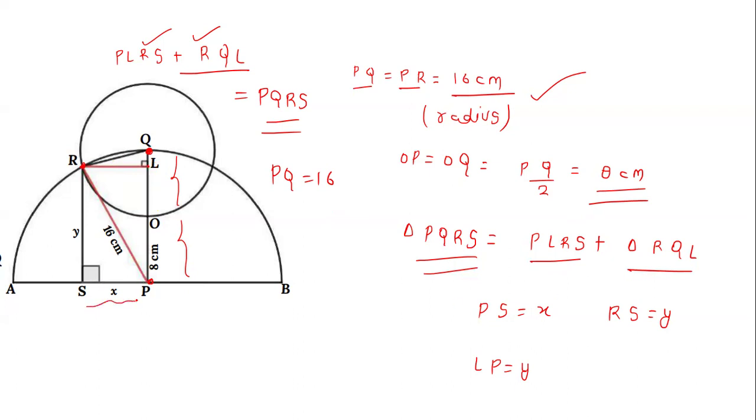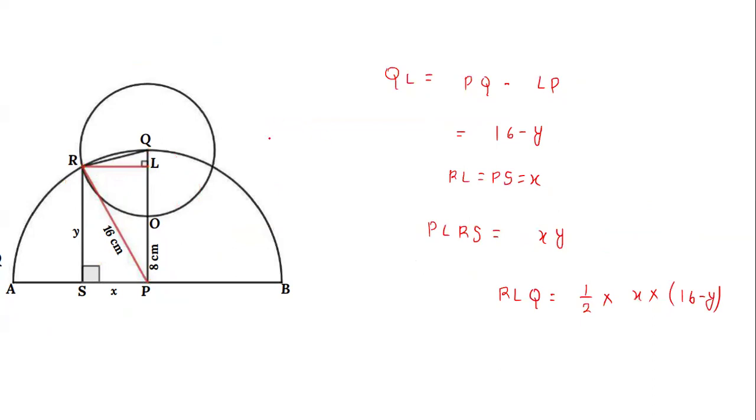So now let's say this PS distance is X, so this RL distance is also X. Let's say this vertical distance RS is Y, so this LP distance is also Y. So this is a rectangle. So now what is this QL distance? QL distance is simply the PQ distance, which is 16, minus this LP distance, which is Y. So this is 16 minus Y, and RL we know is equal to X, which is equal to the PS. So what is this PLRS rectangle area? It is simply X times Y.